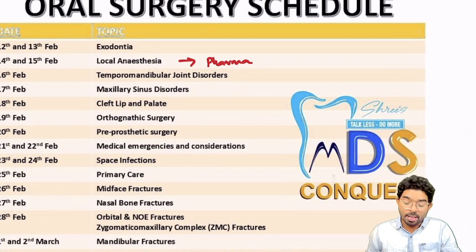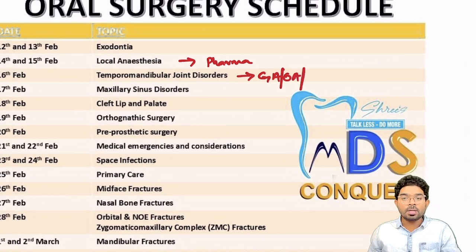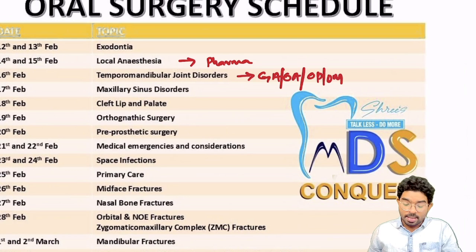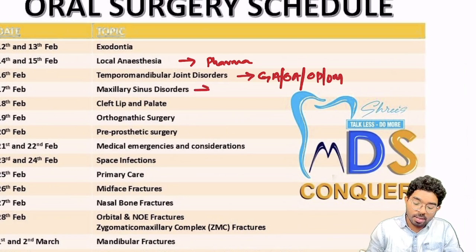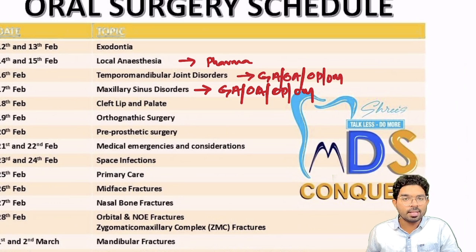You see temporomandibular disorders, in which we cover the anatomy of TMJ, which is part of your general anatomy and oral anatomy, and the disorders will be covered in your oral path and oral medicine. Same goes with maxillary sinus disorders: the basics of anatomy, along with maxillary sinusitis and all those complications, along with FESS, will be discussed here. So it is integrated to many other subjects.